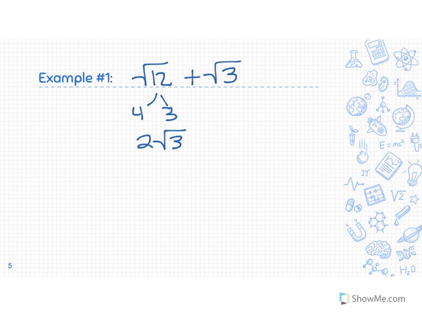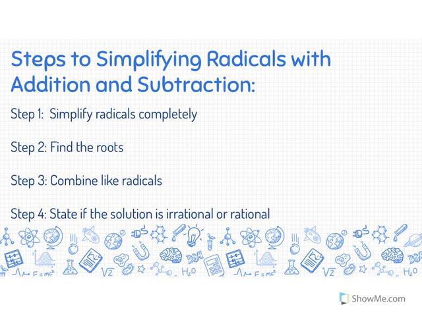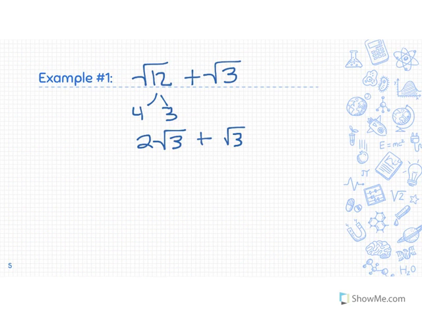You are welcome to break them down again if you don't see that, but the square root of 4 is 2. Then my other one, I can't break that 3 down, so it stays as square root 3. So now my second step is, we already found the roots by breaking those down.